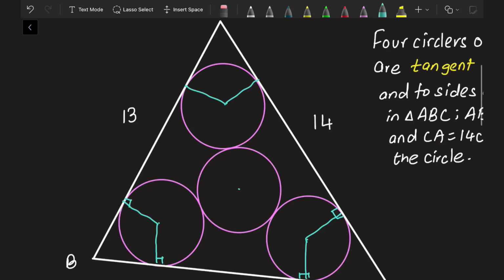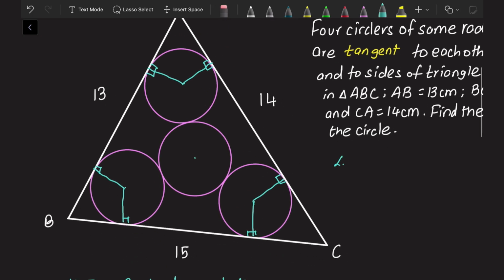Nice. Now we also have to find the radius of the circle, so we'll start the solution as: let the radius of the circle be x. So all these lengths can be marked simply as x.